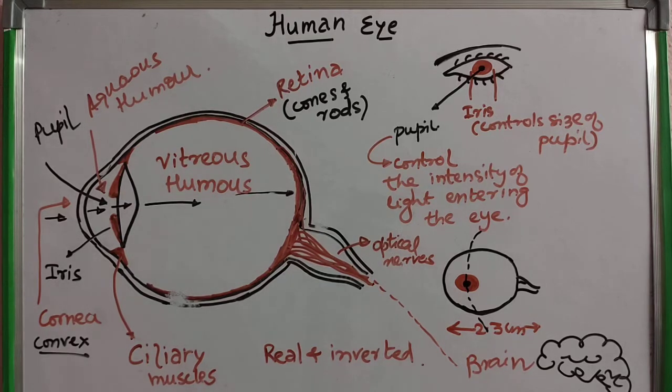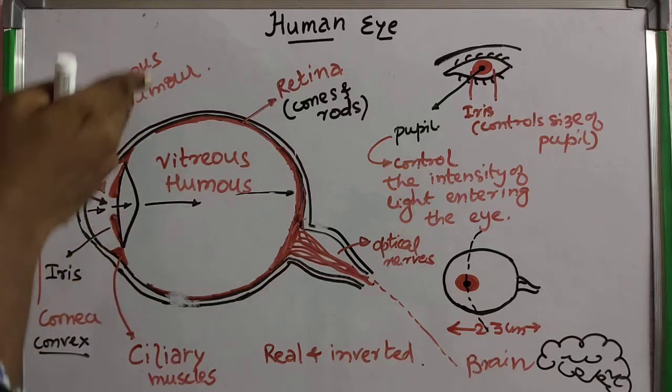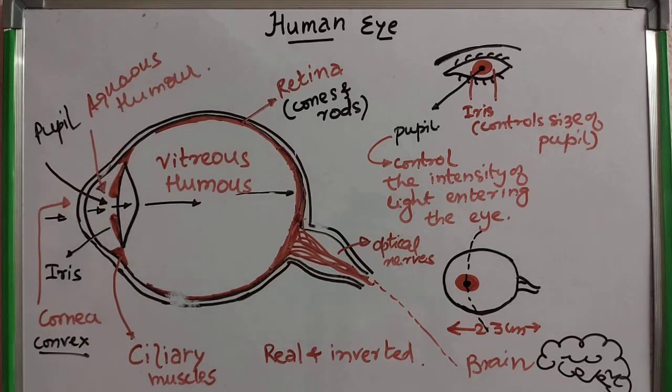Remember, the cornea is the only part which is not connected with blood vessels. So the nutrients as well as the optical density are maintained by whom? Aqueous humor. Nutrients to the cornea as well as optical density are maintained by aqueous humor.